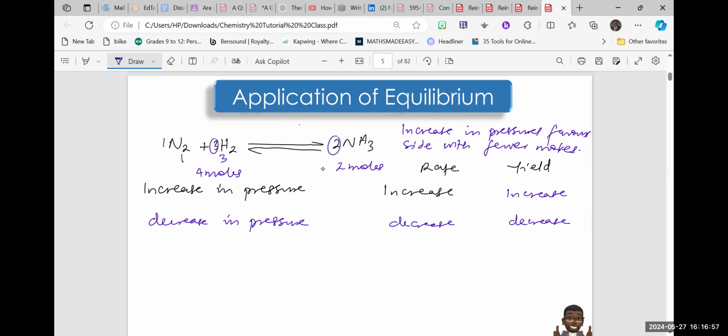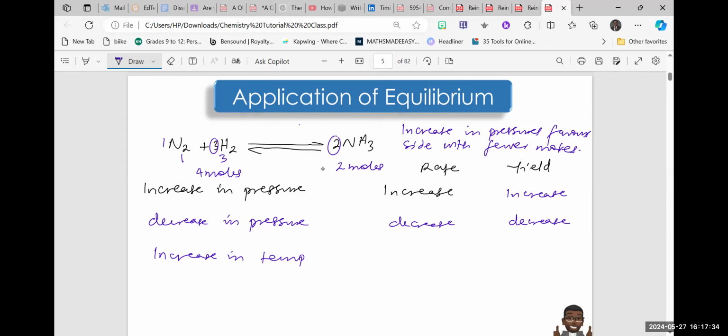So let's look at temperature. Increase in temperature. I want someone to explain this. Increase in temperature. What do you think it will do on rate and yield? Quickly. Anyone volunteer? Yes, go ahead. To increase the rate of reaction. Okay, to increase the rate of reaction, yes. What will happen to yield?